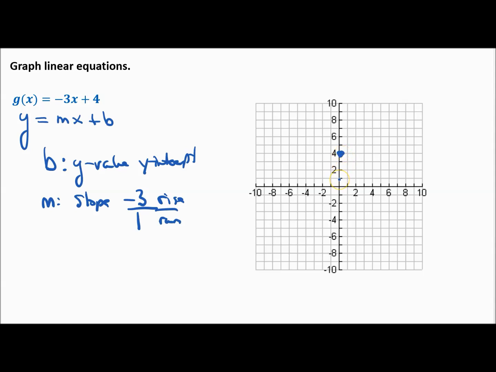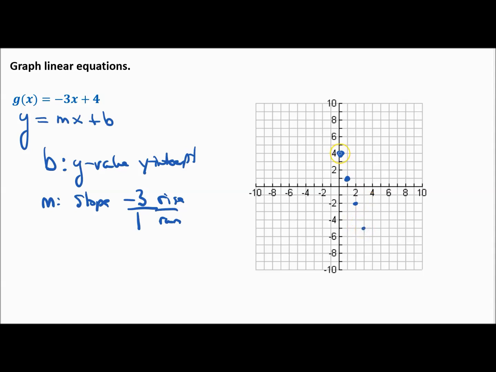1, 2, 3, don't make a mark there. You still must run 1, and since it's a positive 1, you go to the right. You could do it again. From there, you go down 1, 2, 3, and go to the right 1. You could continue that: 1, 2, 3, right 1.